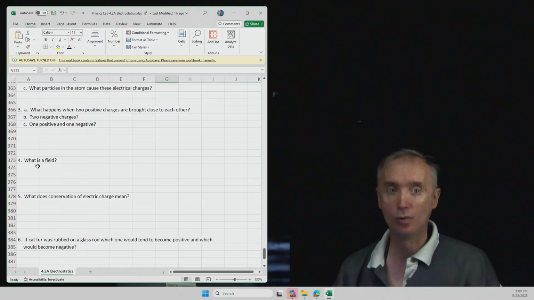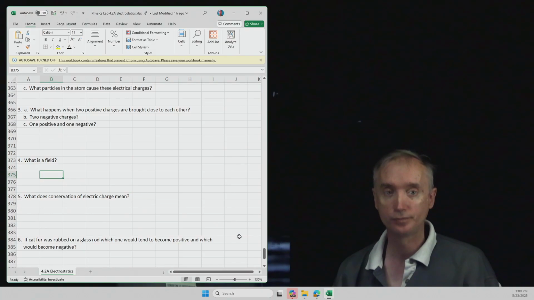Okay, explain what is a field. So a field in general. If you want to talk about the electric field or the gravitational field, you can, but I just wanted to know what is a field in the first place. Okay, then the next one, what does conservation of electric charge mean?